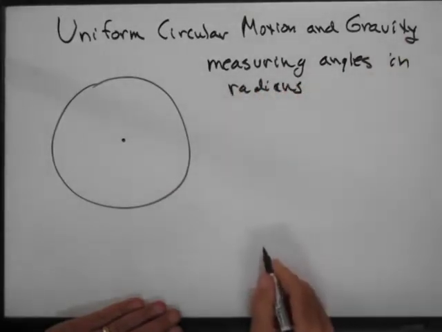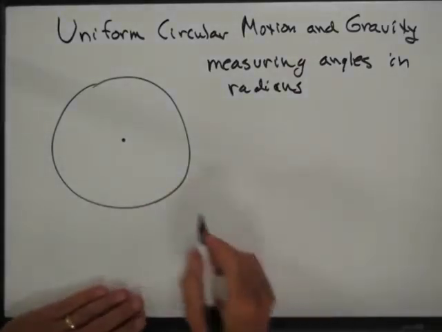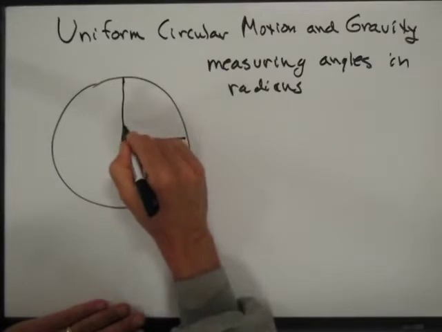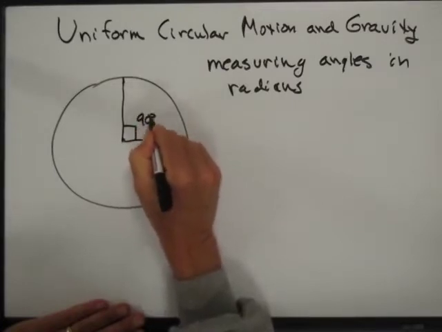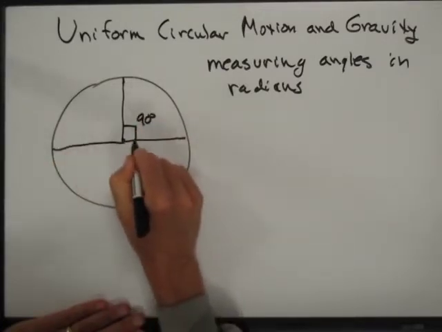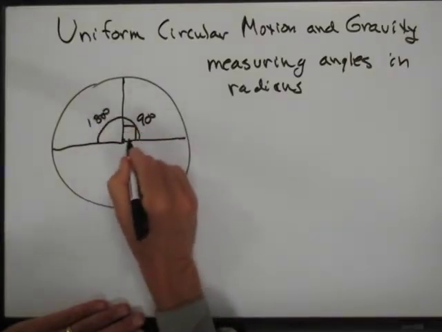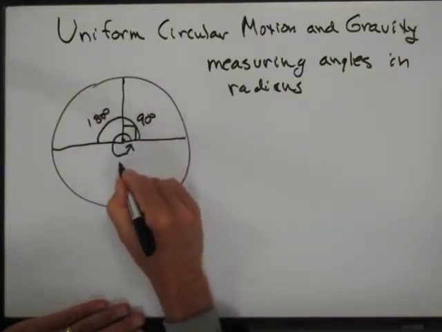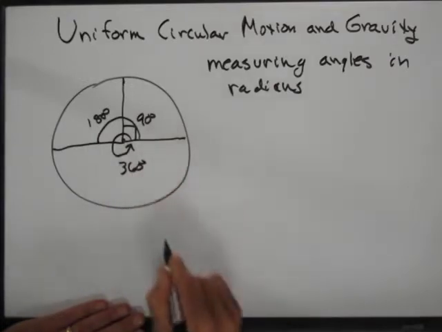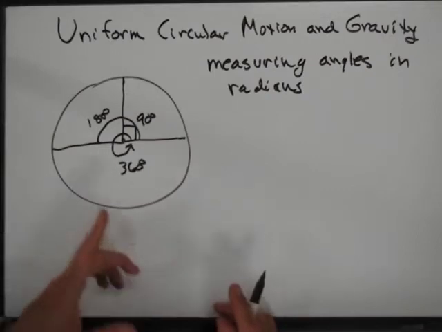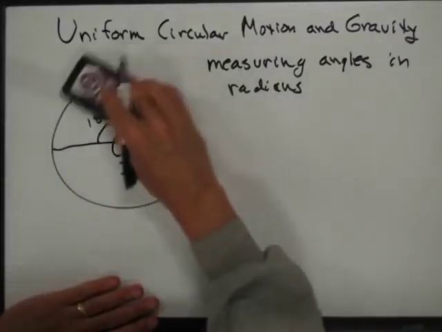I'm pretty sure you've all seen measuring angles in degrees. You know, this would be a 90-degree angle here. All right, that would be 90 degrees. And this would be 180 degrees. And then so on. This would be 360 degrees. It's often convenient to measure angles in radians, and we'll sort of develop a relationship between those.